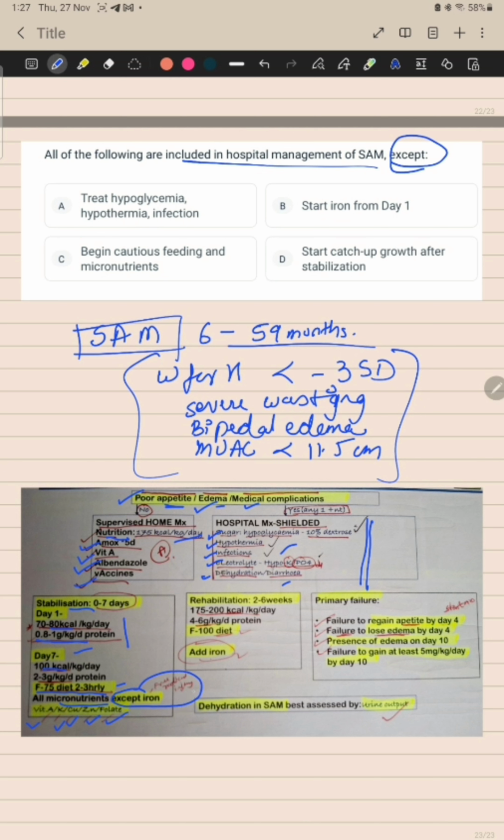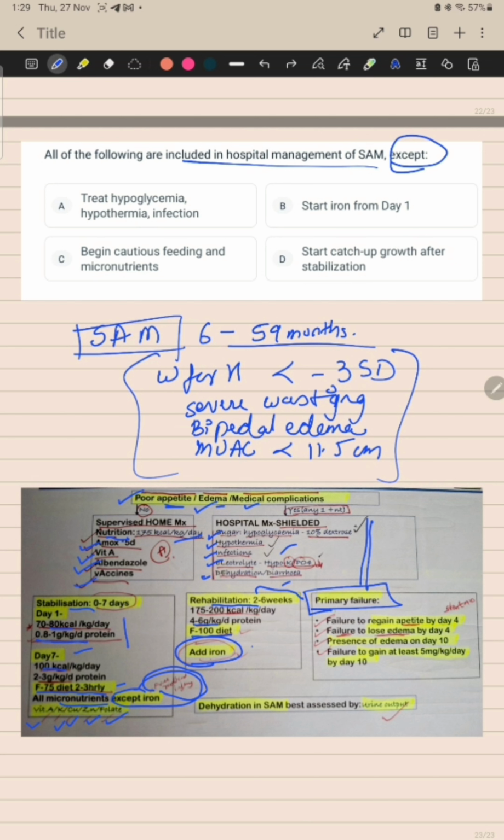We don't give iron in the first week because there is a risk of free radical injury, so we avoid giving iron in the first week. Then coming to the rehabilitation phase, which is from 2nd to 6 weeks, we start with 175 to 200 kilocalories per kg per day. We increase the protein intake from 4 to 6 gram. We start with F100 diet, and we add iron from the 2nd week, that is in the rehabilitation phase.